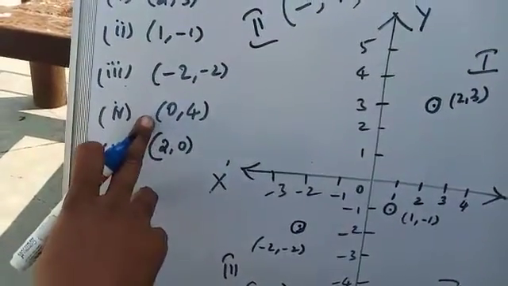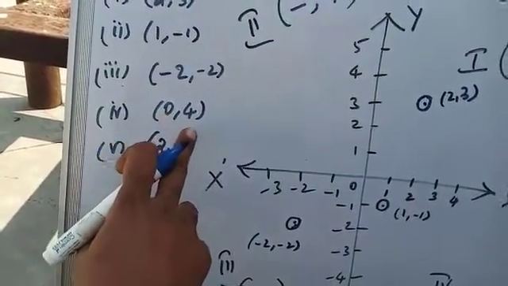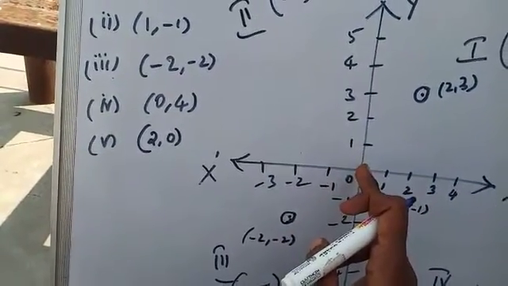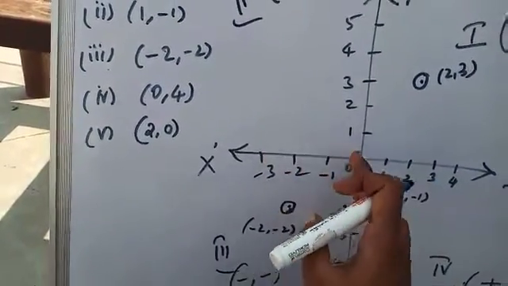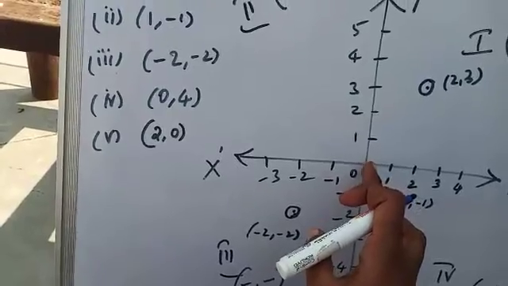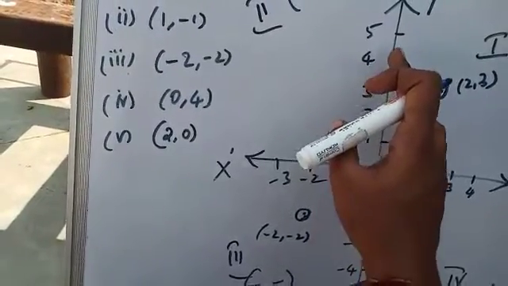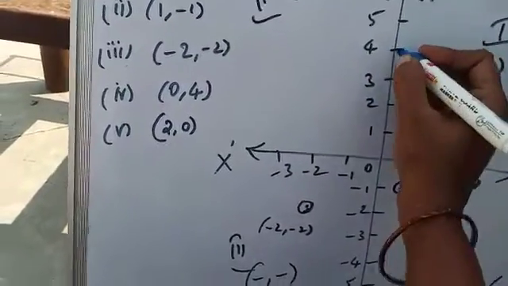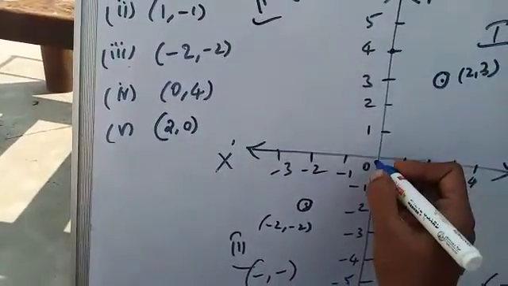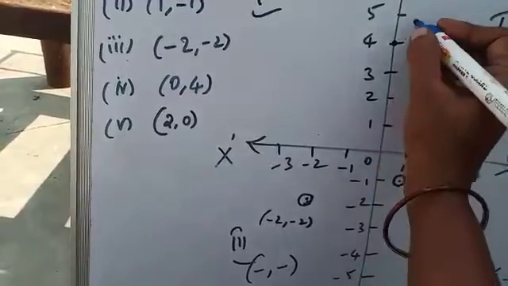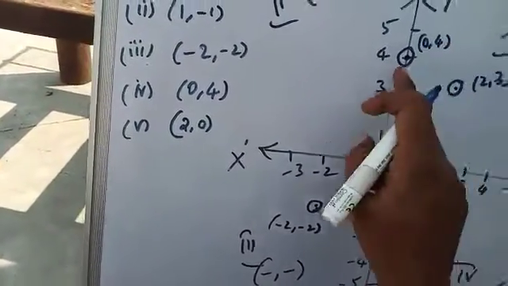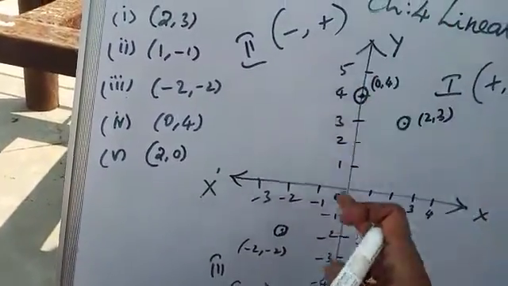See the fourth one, the x value is 0, the y value is 4. The x value is 0. It is not moving to the right side or left side. It lies at 0 itself. Then you have to pass through the line. So on that axis alone you have to plot here. (0, 4): x value 0, y value 4. In the sense, it will lie on the y axis itself.